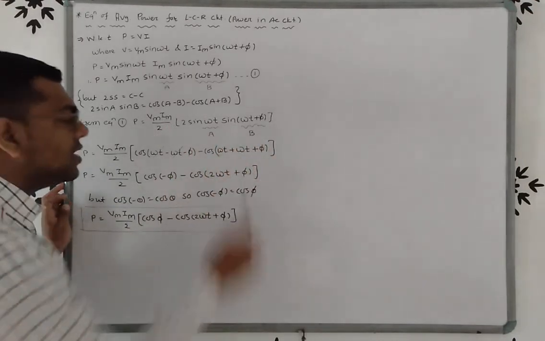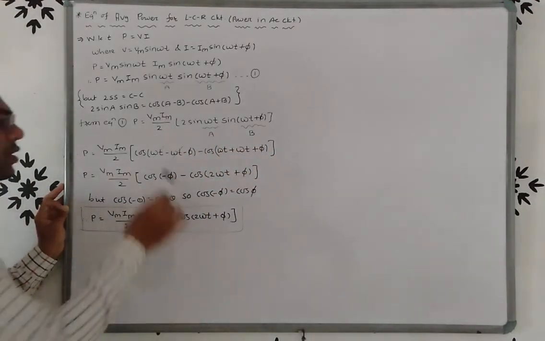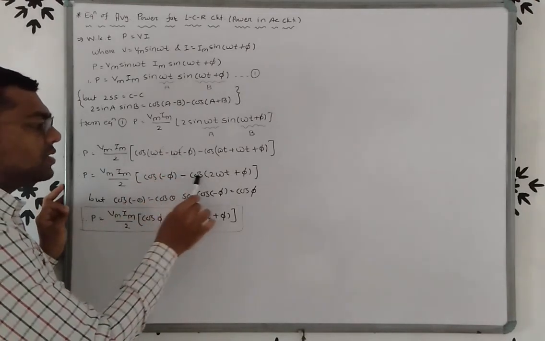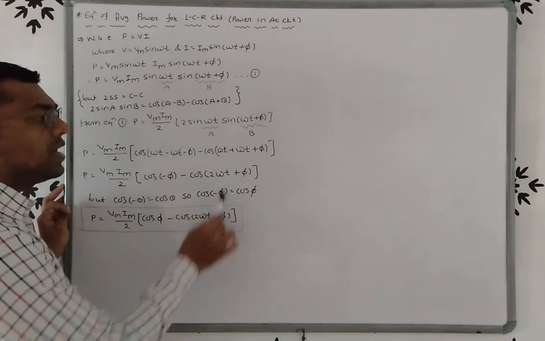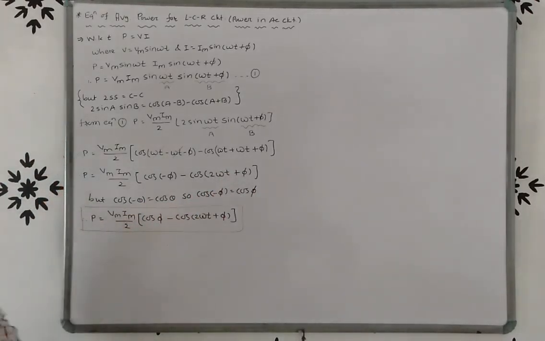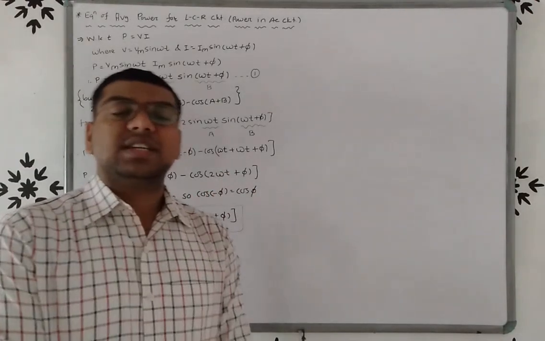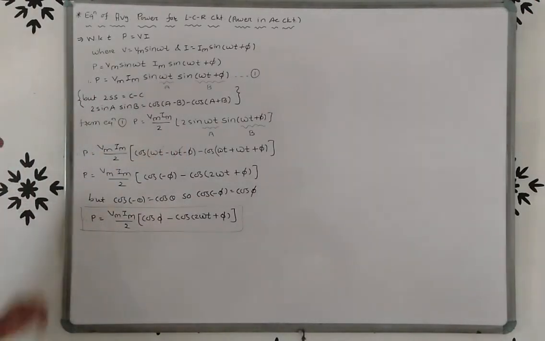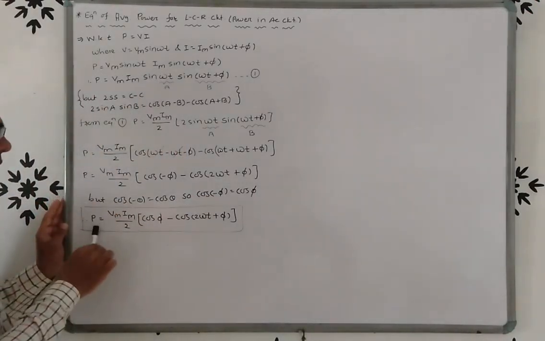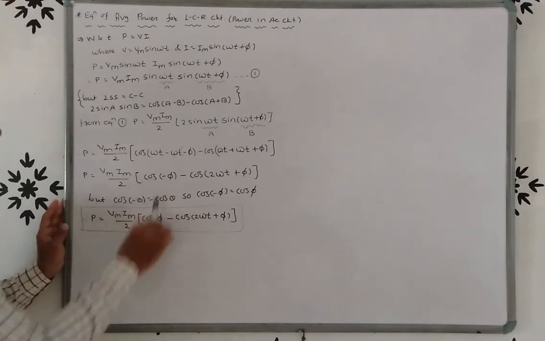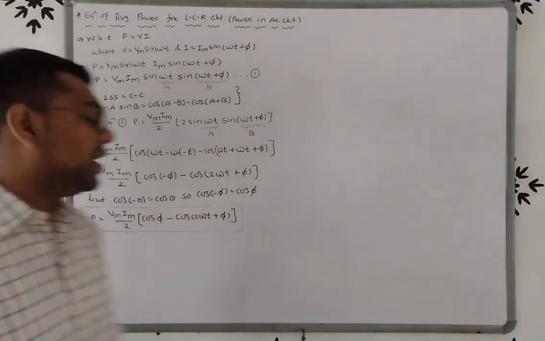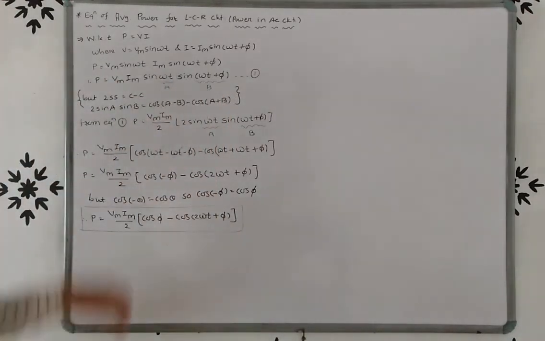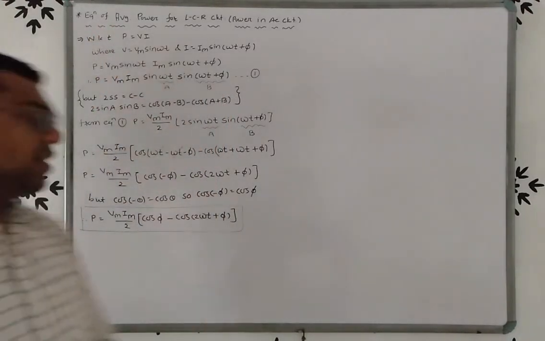So omega t cancels, so cos of minus phi minus cos of 2 omega t plus phi. But cos of minus theta is cos theta, so cos of minus phi is equals to cos phi. So the equation of power P is equals to Vm Im by 2 cos phi minus cos 2 omega t plus phi. Now here we have to find the average power.